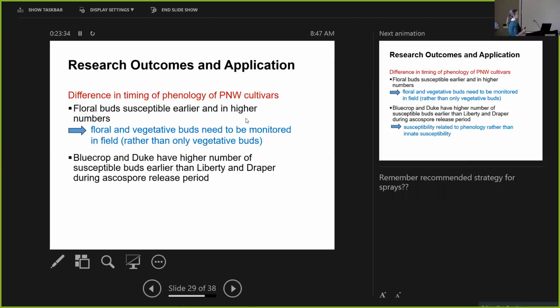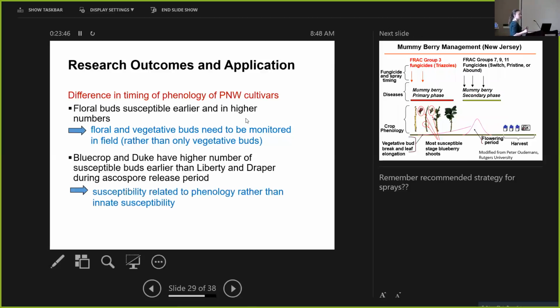Also, we found between the four cultivars that were included in this study that Blue Crop and Duke had higher numbers of susceptible tissue earlier in the season compared to Liberty and Draper. So depending on it coinciding with Ascospore release, these cultivars may be more or less susceptible. In this case, Liberty and Draper were more susceptible.